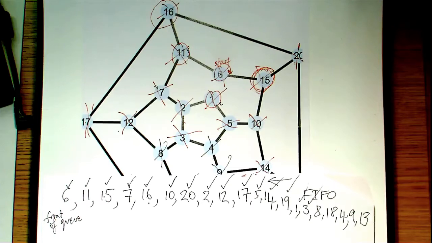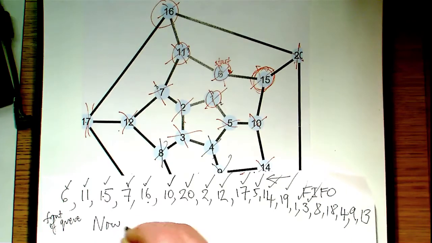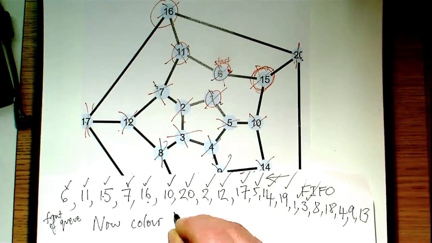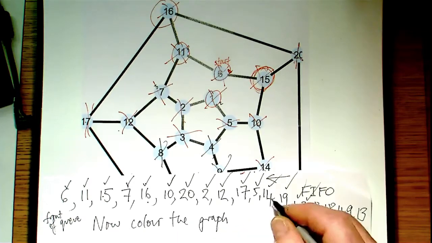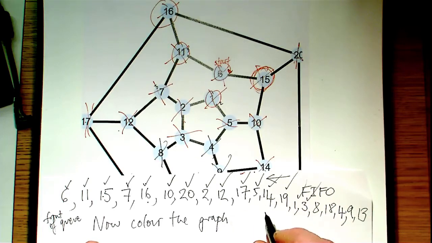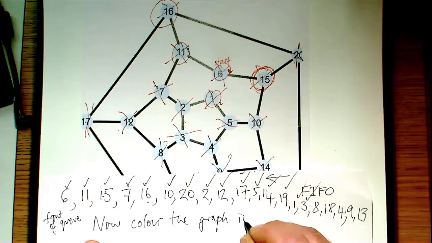Okay, so we've produced this reordering. That's the first part of the algorithm. Now, having produced that reordering, I'm going to colour the vertices in reverse order, and now colour the graph using what's called the greedy algorithm, which I'll explain, but it's an obvious thing, in reverse order.